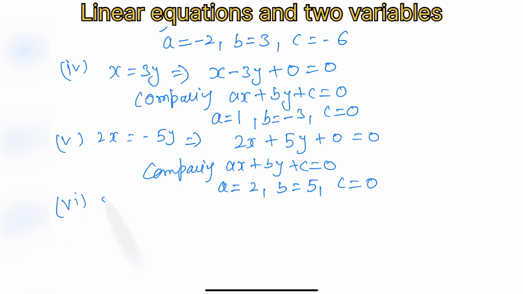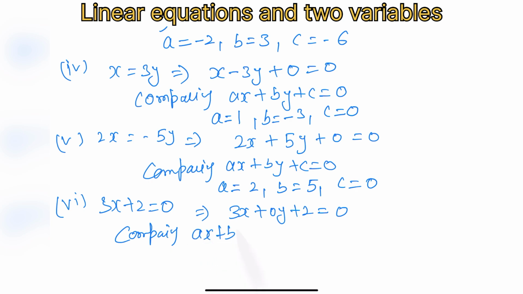Now we have the sixth part in which 3x plus 2 is equal to 0. As we can see, we don't have y in this equation. So we can write it as 3x plus 0y plus 2 is equal to 0, because if we multiply any value with 0 it gives you 0. But to compare it with ax plus by plus c is equal to 0, we need to write y with 0. Now comparing, we get a is equal to 3, b is equal to 0 and c is equal to 2.